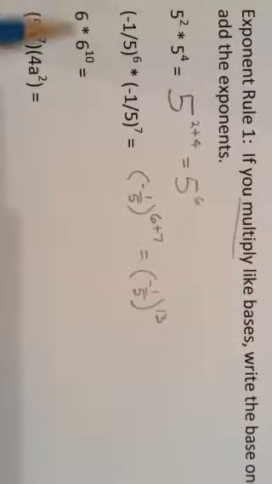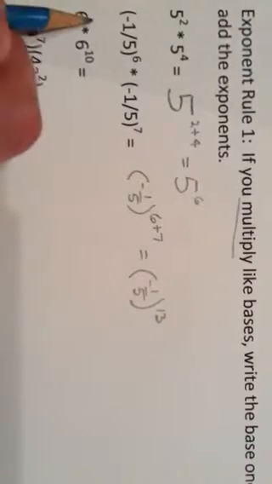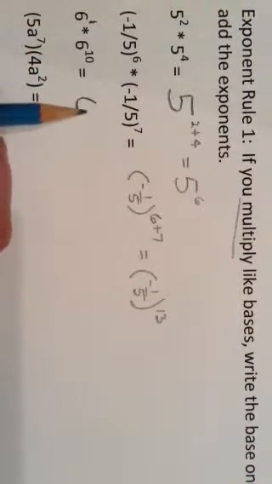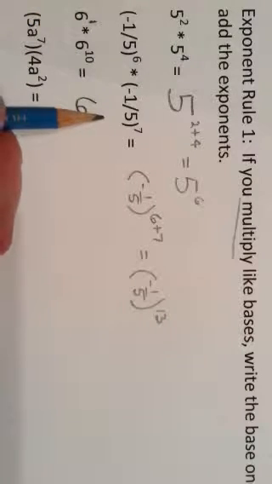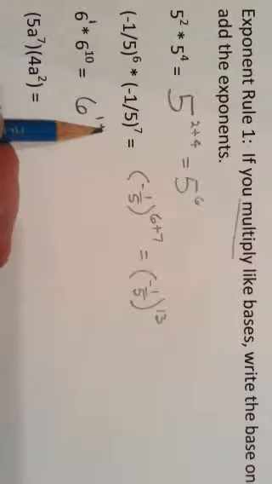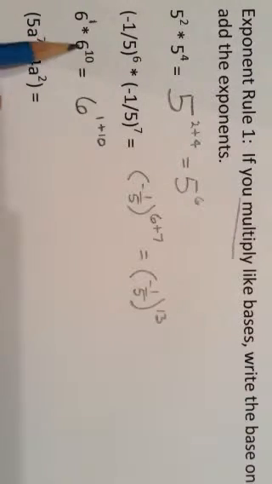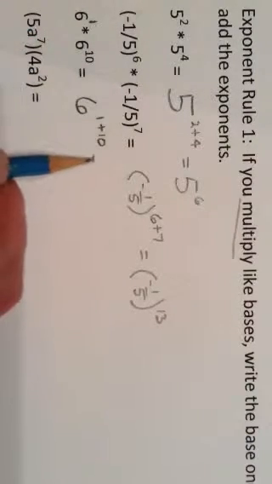Over here, we're multiplying like bases. Oh, hey, what's that exponent right there? Every number has an exponent. That's right, it's a 1. So I'm going to put that in there because when I write my base one time, I'm going to add the exponents. This problem gets a lot of students because they just write down 6 to the 10th. This right here is 6 to the 10th, and I have one more. So that means that I have 11 factors of 6, 6 to the 11th power.